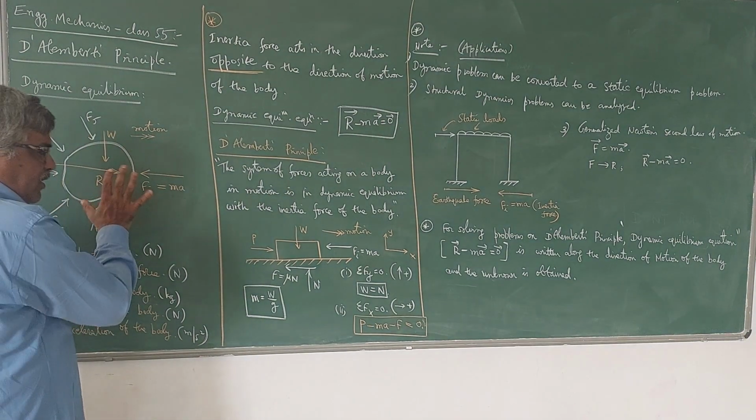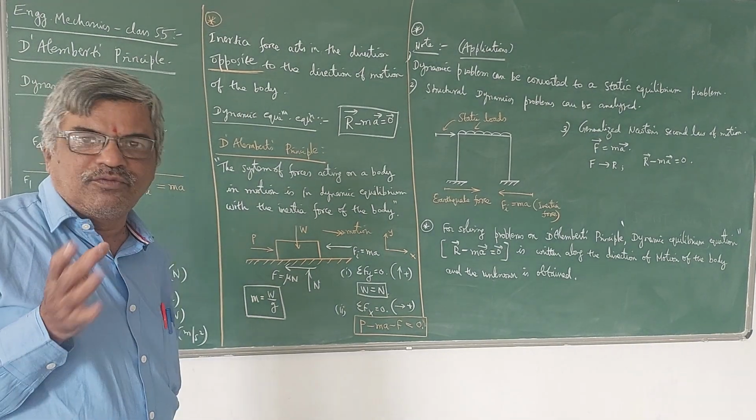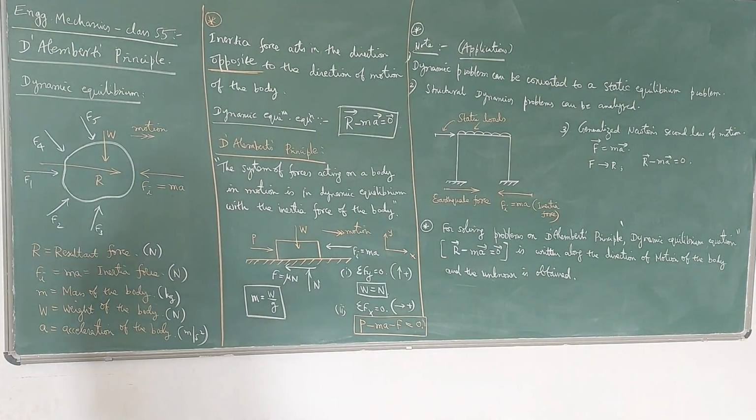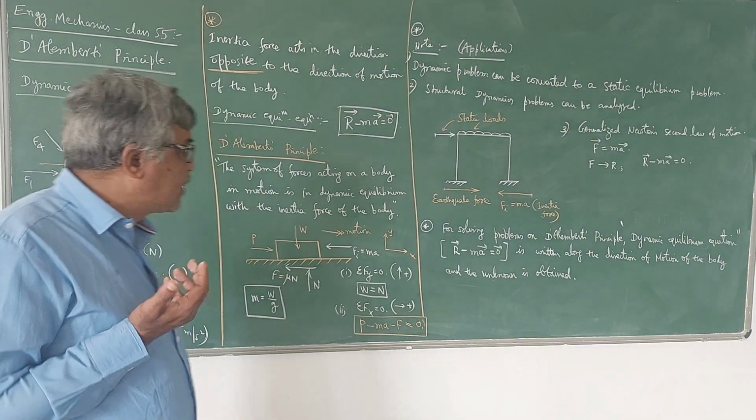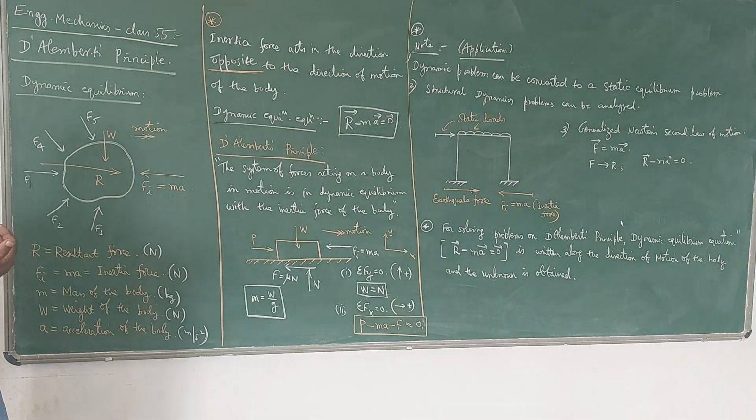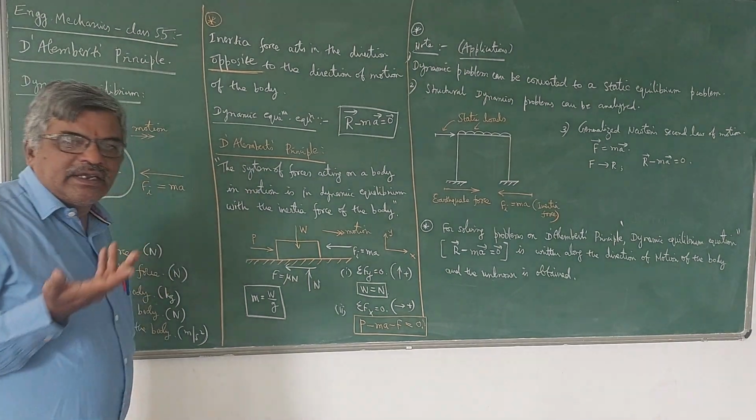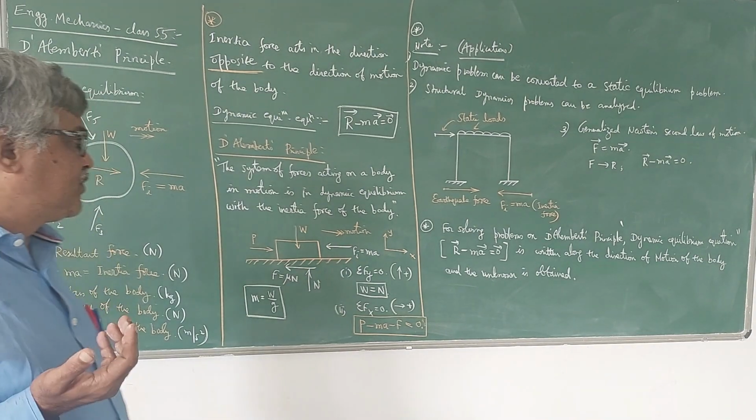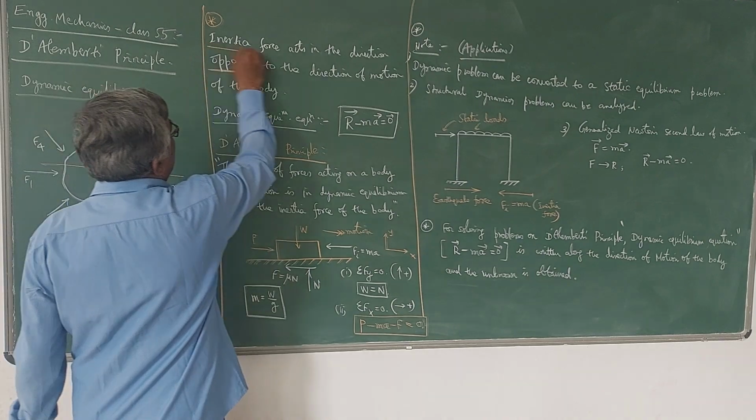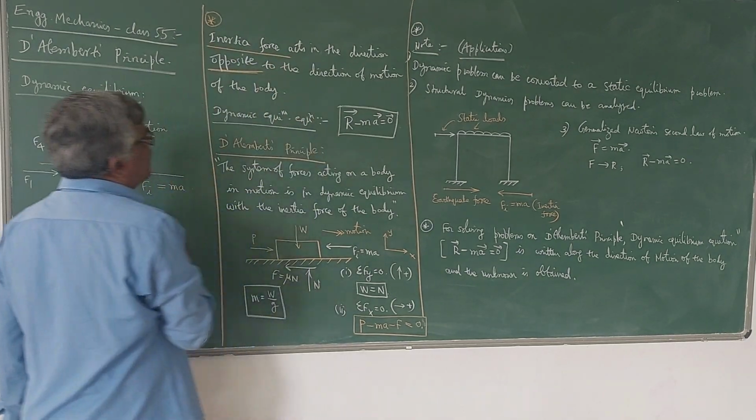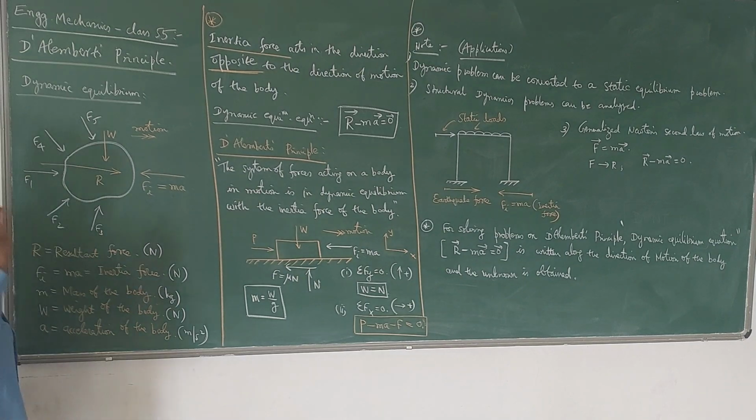Whenever a body is subjected to a number of forces, we can always find the single resultant force using the equations, whether it is a concurrent force system or a non-concurrent force system. Once you get that resultant force, you can write the dynamic equilibrium equation. As I already told, the inertia force acts in the direction opposite to the direction of motion of the body. That inertia force is m into a. You have to keep that in mind.